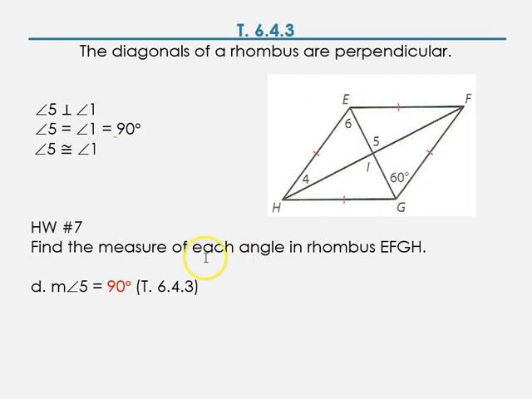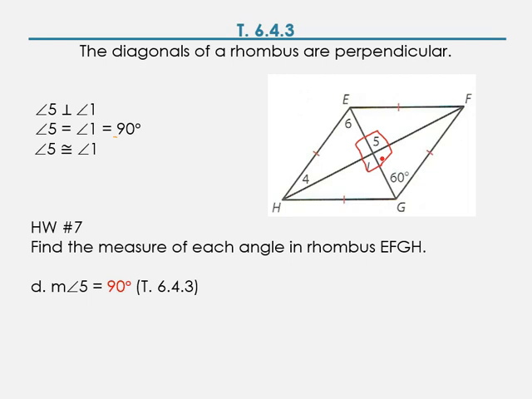Theorem 6.4.3. The diagonals of a rhombus are perpendicular. So this helps you to solve if you're lacking angle measurements. You know that all 4 of these measurements are 90 degrees, and this creates 4 right triangles, which means that you can actually solve for sides with the properties of right triangles.